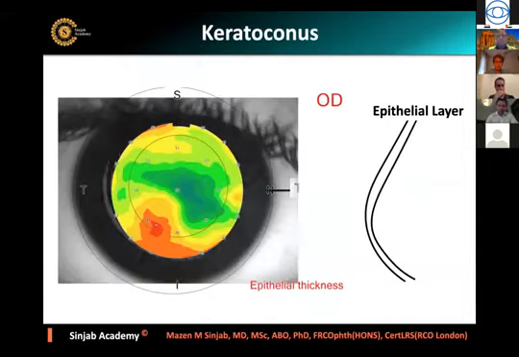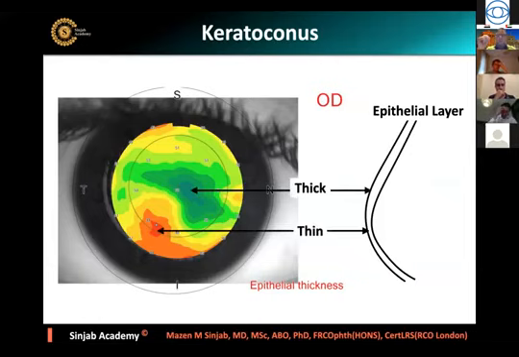And in addition, because of this property, there are some clues that we can benefit from in diagnosing early keratoconus. We know that the epithelium thins over the cone and thickens over the flat area, which is usually over the cone, such as in this example.